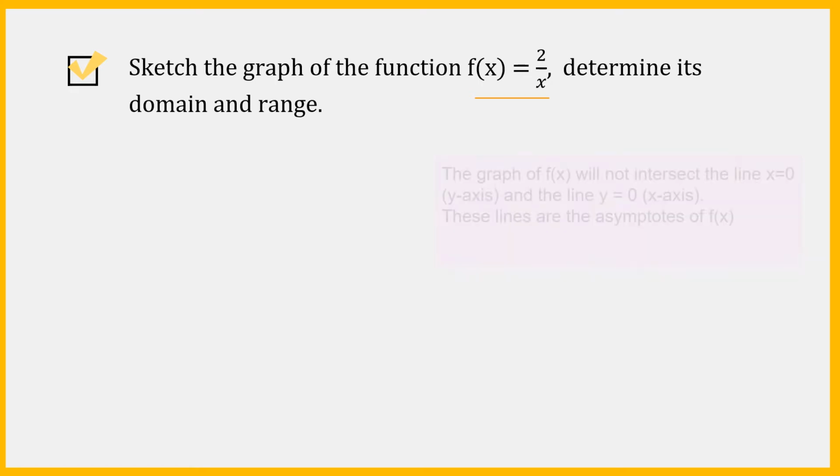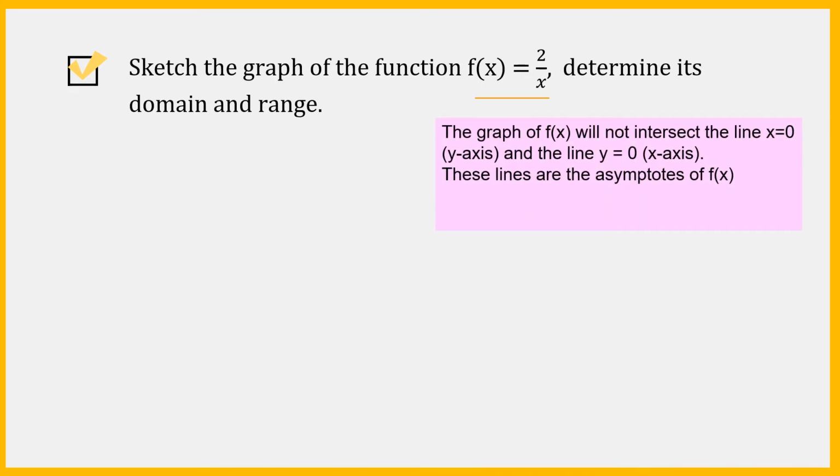Now, the graph of the function will not intersect the line x equals 0, since the denominator, or the bottom of the fraction, cannot be 0. The graph will also not intersect the line y equals 0, since for large values of x, f(x) tends to 0. These lines are known as the asymptotes of f(x). So in other words, the curve of the function will not touch or intersect the asymptotes.